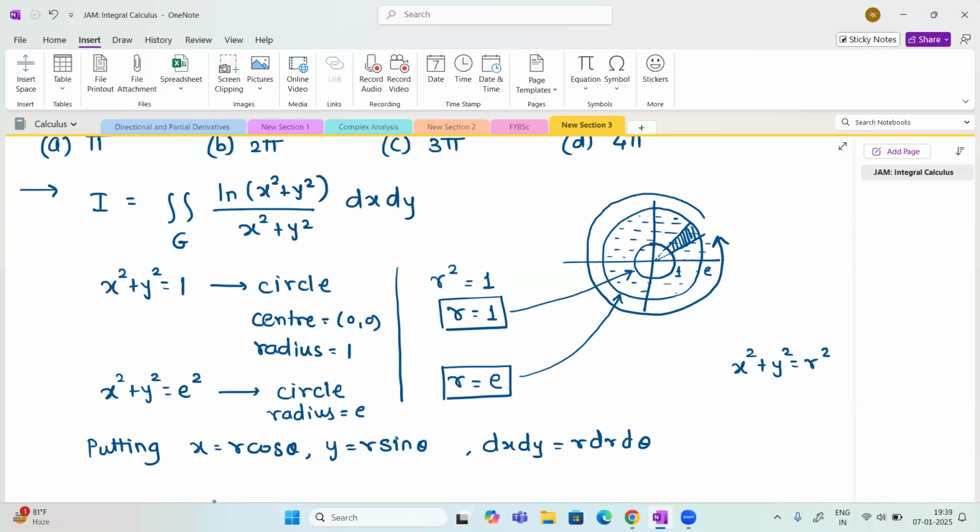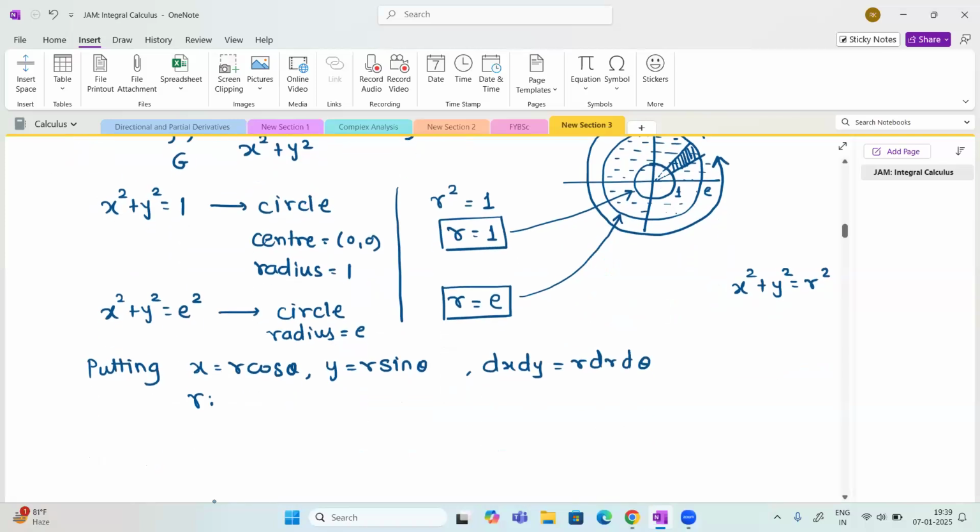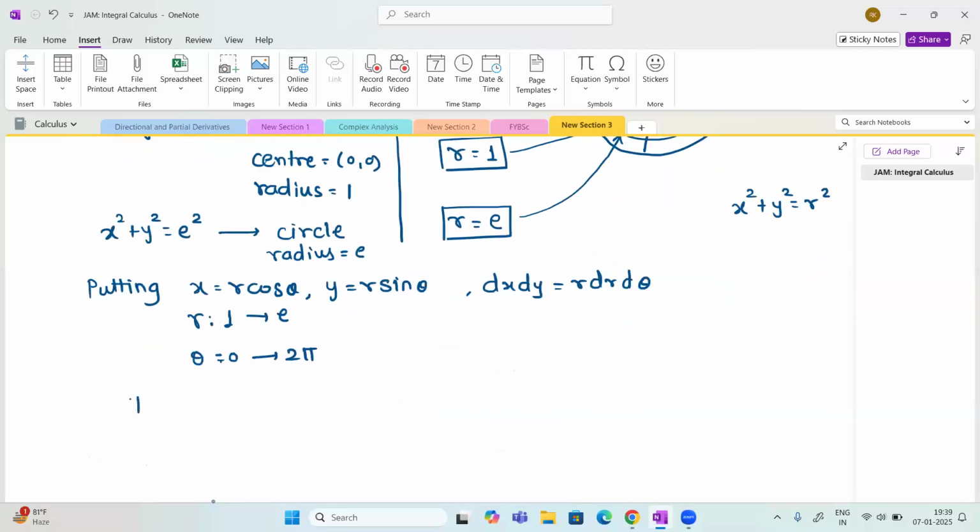Okay. So what will be the limits of r and theta? The limits for r are 1 to e. Theta will be 0 to 2 pi. Okay, so let us solve the integration now. I is equal to, always we solve the inner integration with respect to r, 1 to e and 0 to 2 pi.